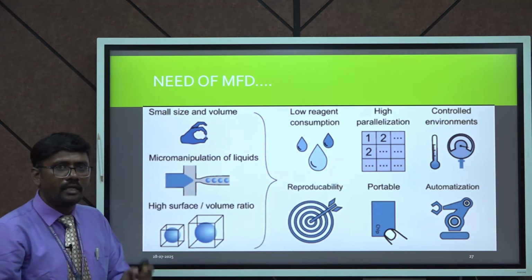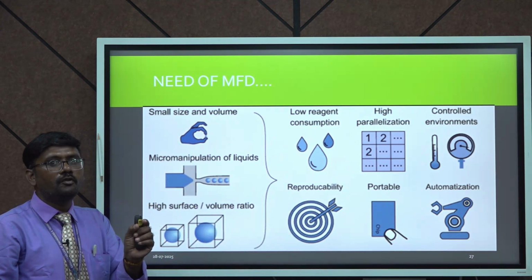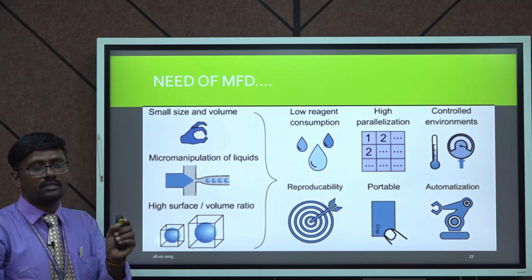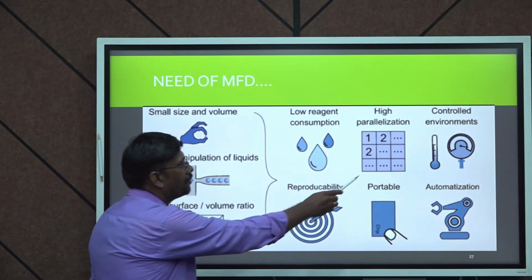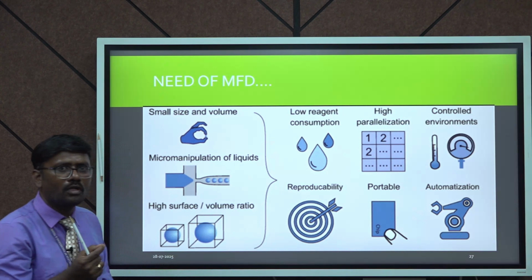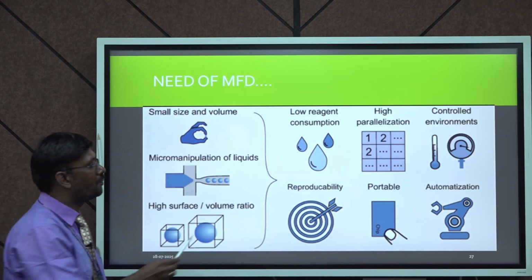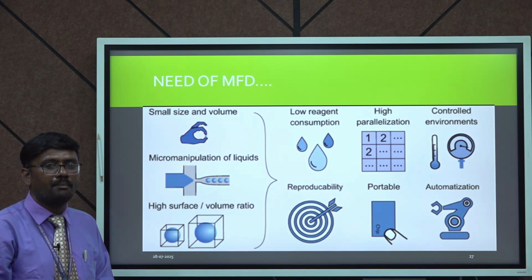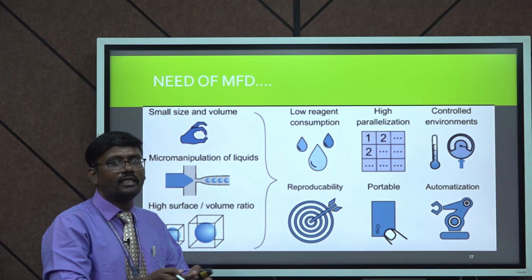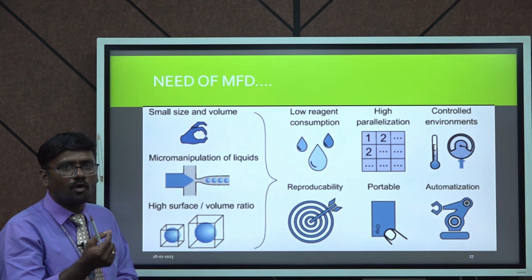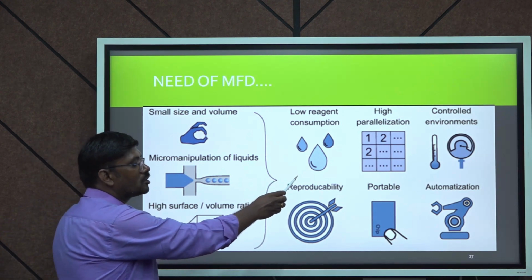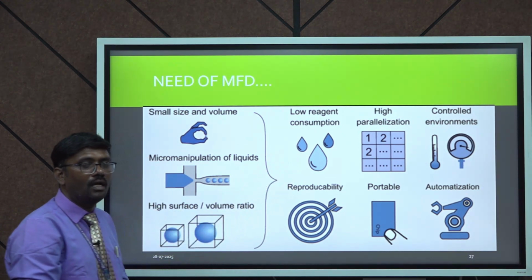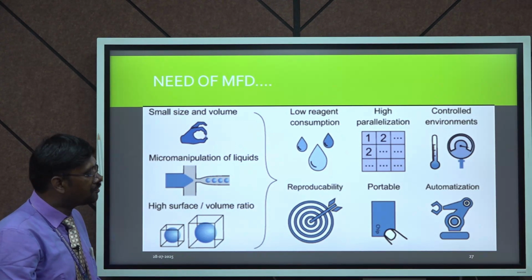For example, in a small piece of chip you could test more than 100 or 1000 samples at a time, and it requires only a small quantity of reagents and samples. Sometimes we cannot get larger samples, for example blood samples or serum samples, from the patients. So, only a small volume is required, that can also be used in the MFD, otherwise the results will not be convincing.